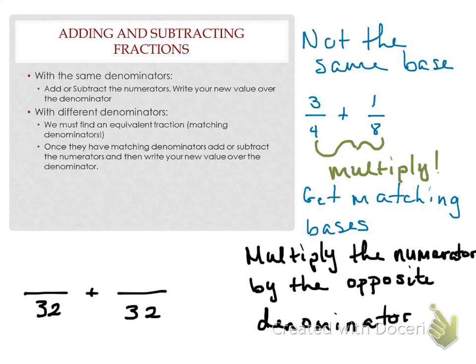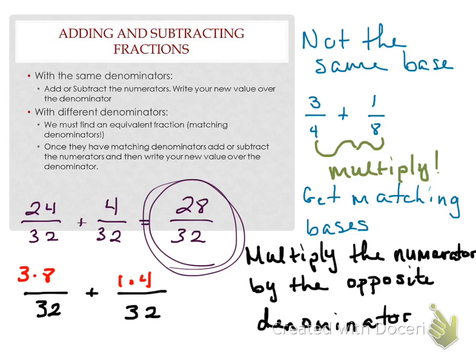So the opposite denominator to 3 is 8 because that goes to the other fraction, and then vice versa with 4 and 1. So 3 times 8, we get 24, and 1 times 4, we get 4. So 24 plus 4 is 28. So 28 over 32 is our fraction.